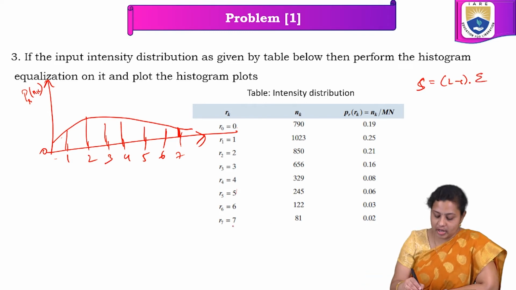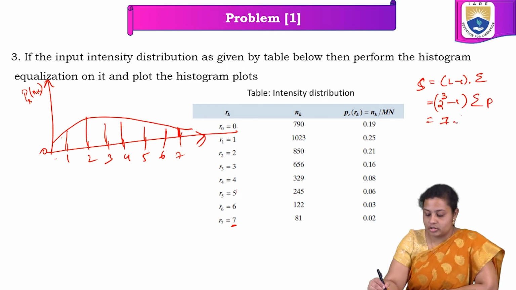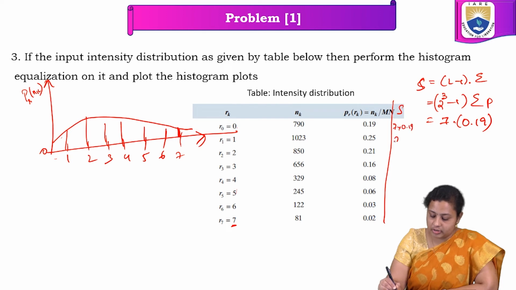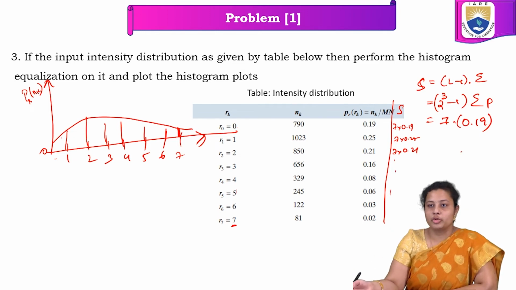Here we have 3 bits, so we are taking 2 power 3 minus 1, which is equal to 7. So S equals 7 into sigma of probability. This is equal to 7 into 0.19, 7 into 0.25, 7 into 0.21, and so on and so forth. Based on that, we will get my output histogram.